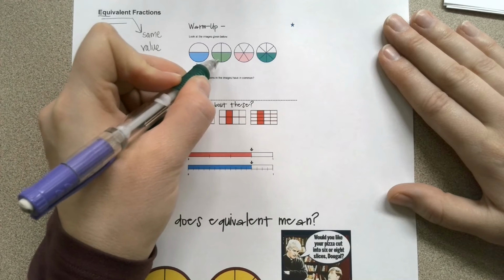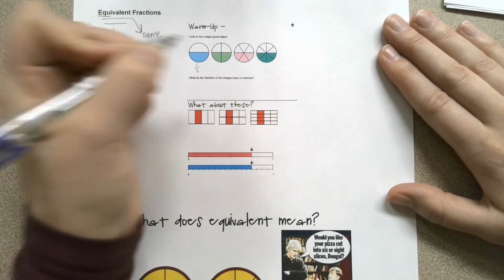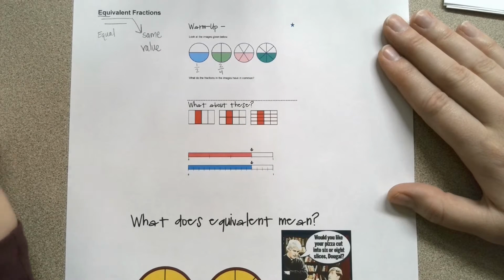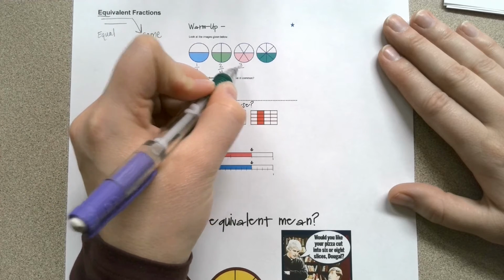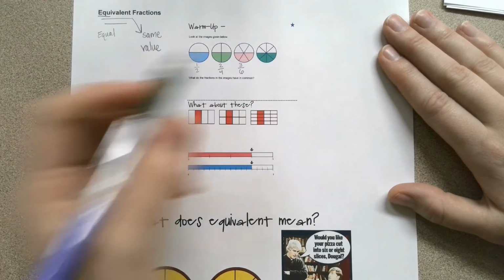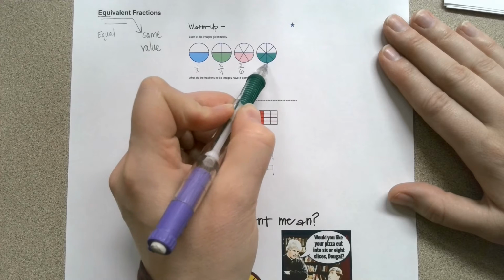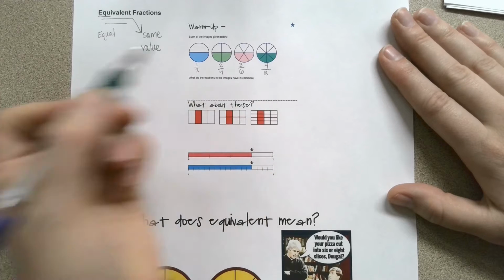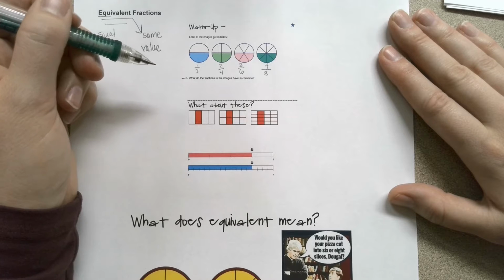For this green one, we have two pieces out of four. 1, 2, 3, 4 pieces. So now 2 out of the 4 are shaded. If we look at the pink one, we have 3 shaded pieces out of the total 6. So that would be 3/6. If we look at the last one, there are 1, 2, 3, 4 pieces shaded in out of 8 total pieces. So then I want to ask you, what do the fractions in the images all have in common?